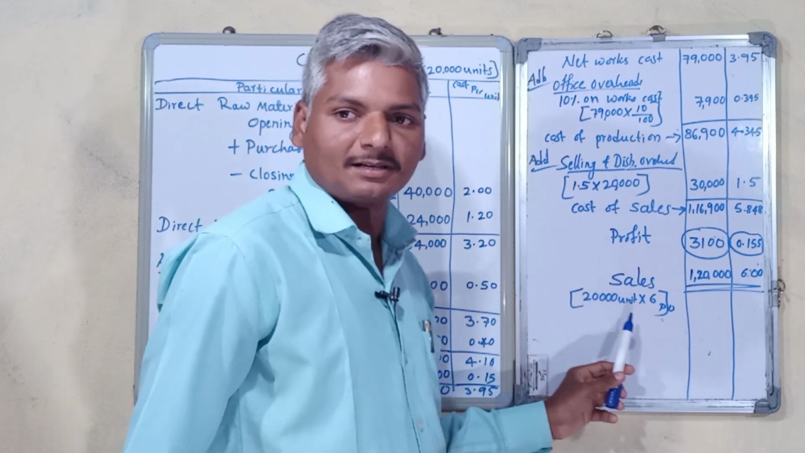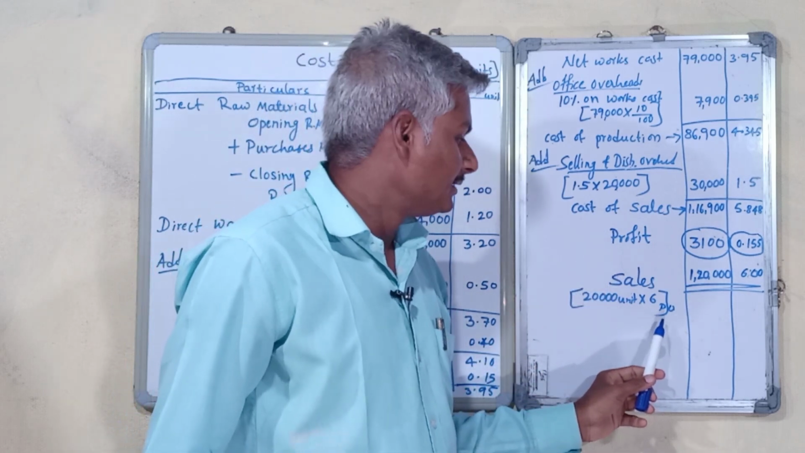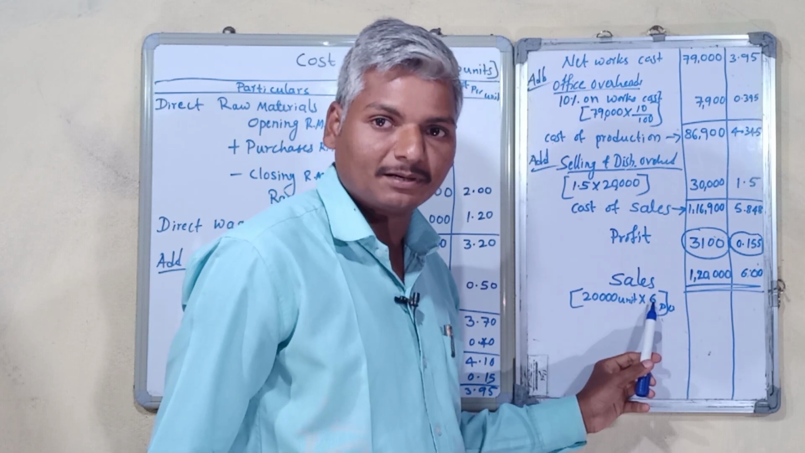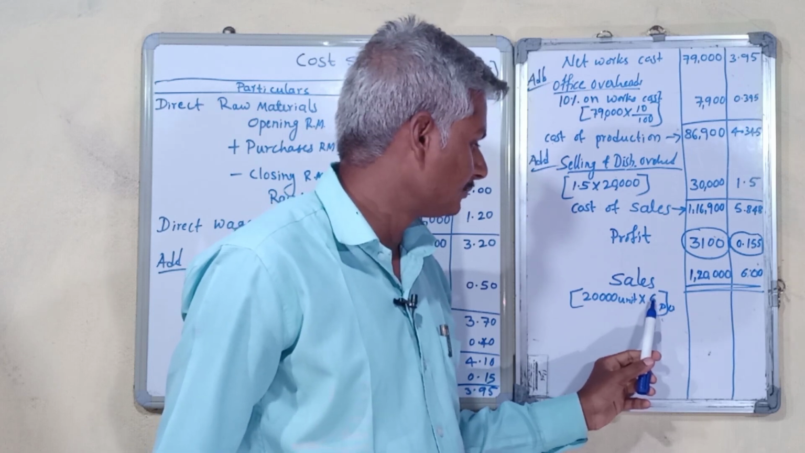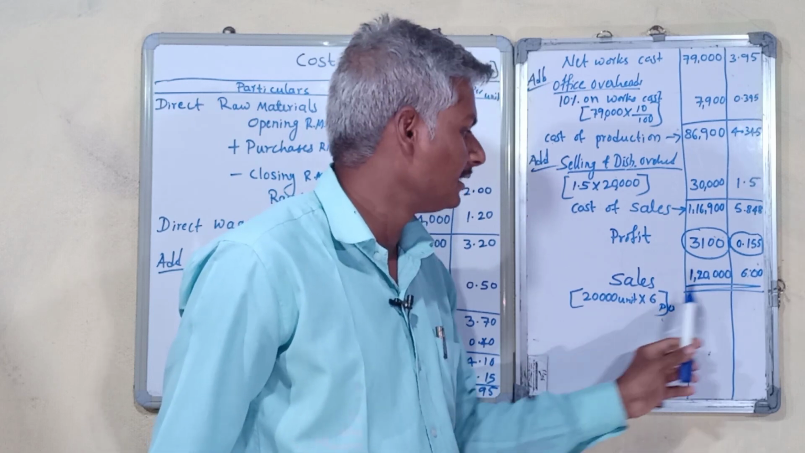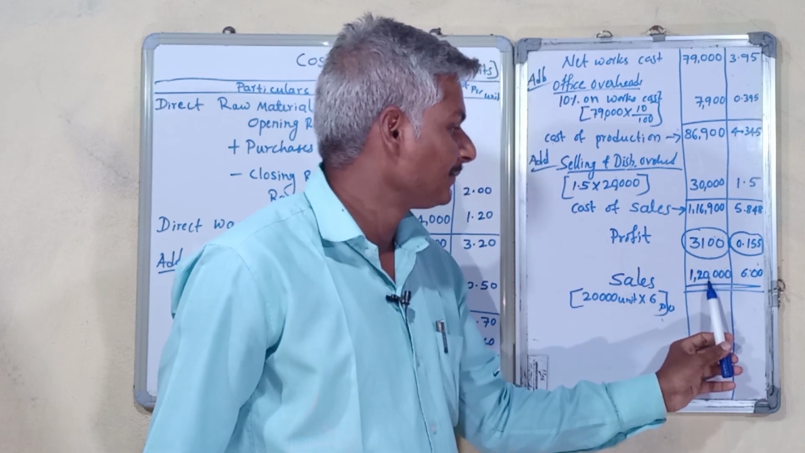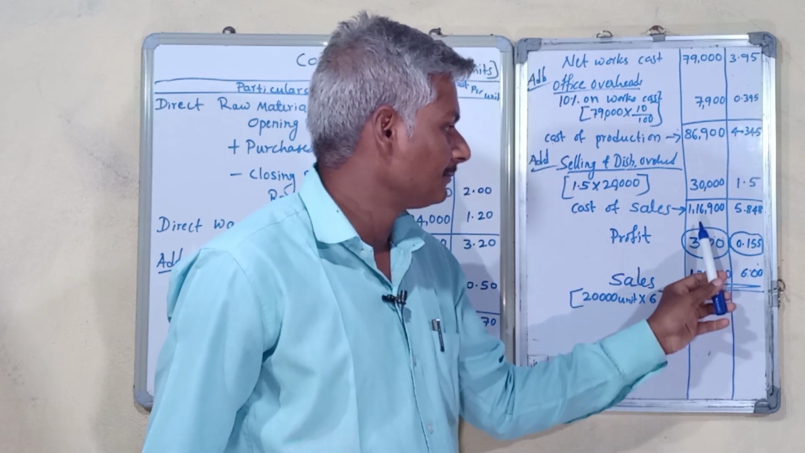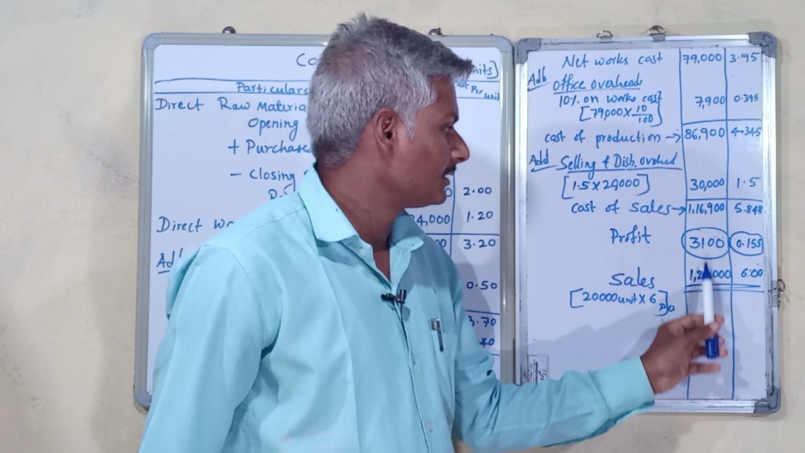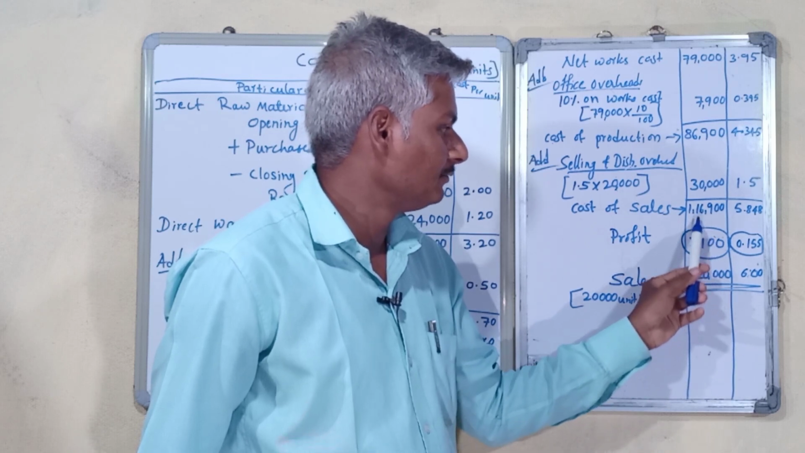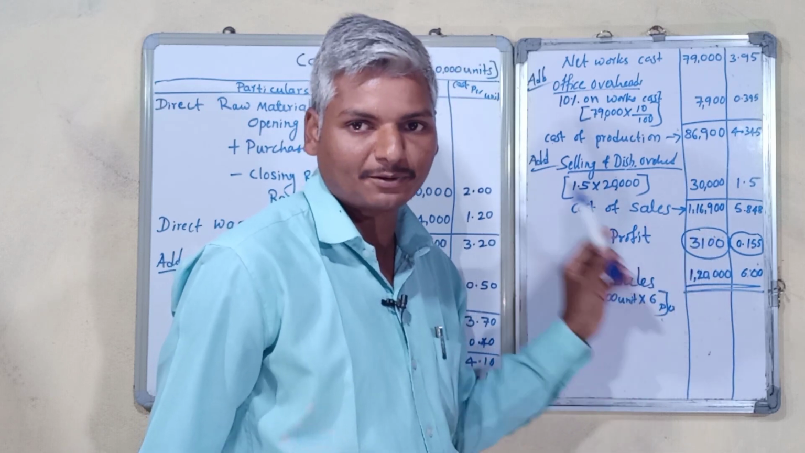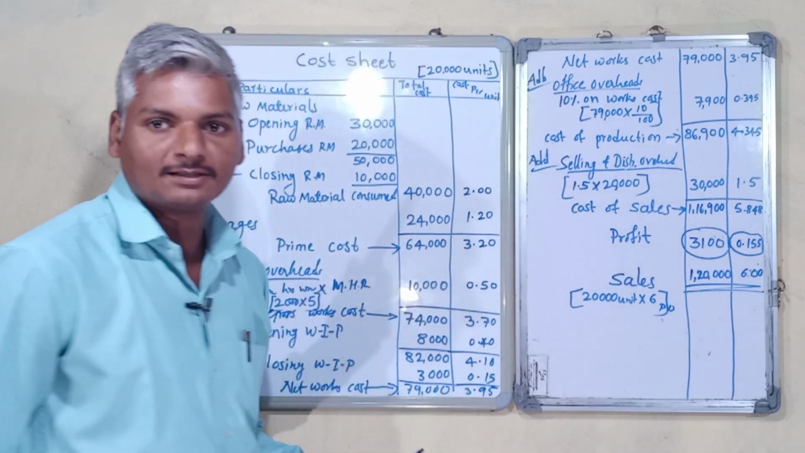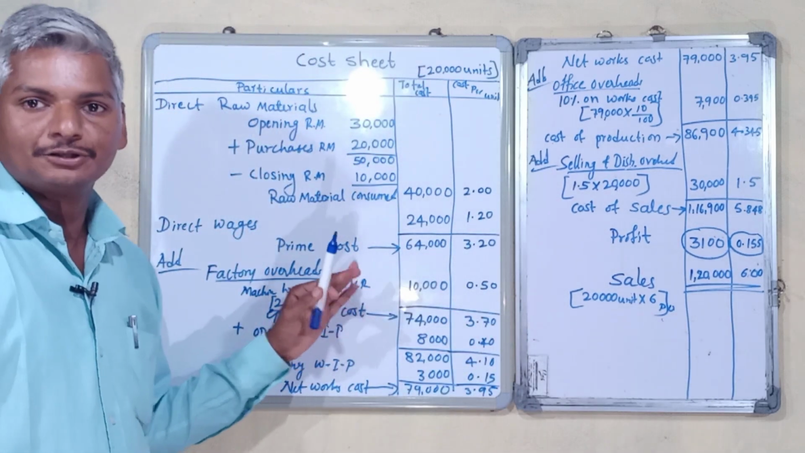Then they have mentioned the selling price per unit is 6 rupees. So 6 rupees into 20,000 units gives 1,20,000. Then the balancing figure, 1,20,000 minus cost of sales, gives 3,100, which is our profit. So this is all about the solution.